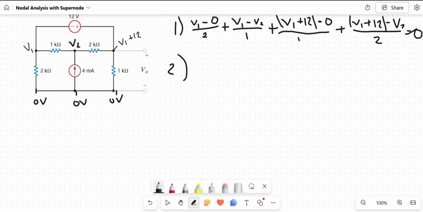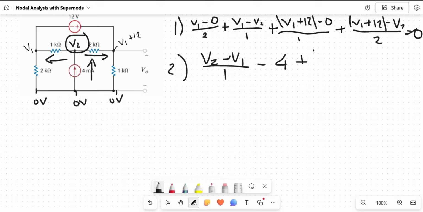Next is our equation for V2. We have V2 minus V1 over 1, current going towards V2, minus 4, then from V2 to V1 plus 12, plus V2 minus V1 plus 12 over 2 equals 0.